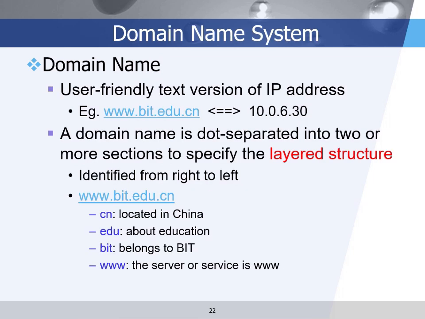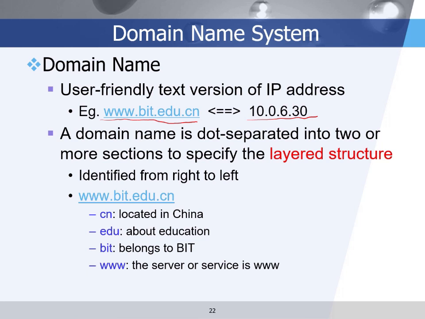The domain name is a user-friendly text version of the IP address, because it's not quite easy to remember the IP address directly, but it's quite easy for us to remember a name like this. And this is actually the text version of the IP address. A domain name is separated by dots into two or more sections to specify the layered structure, and we can use the domain name to identify one IP address.